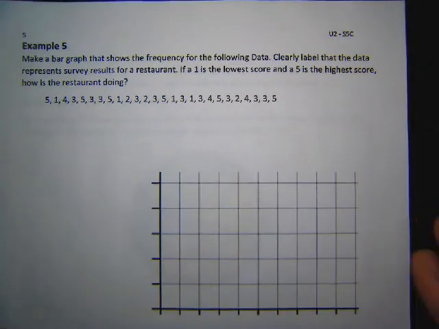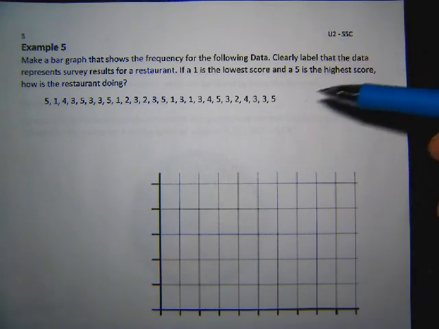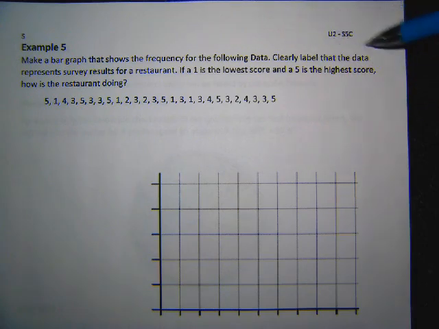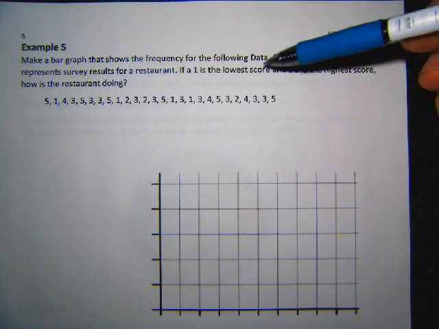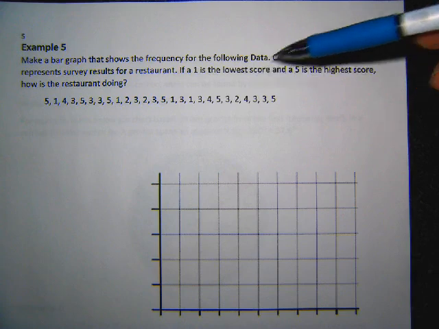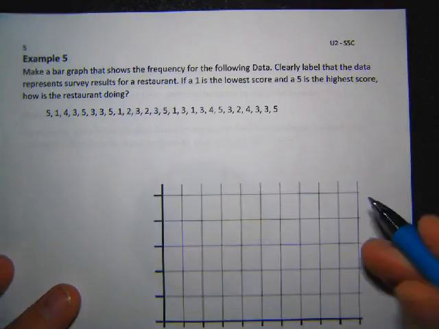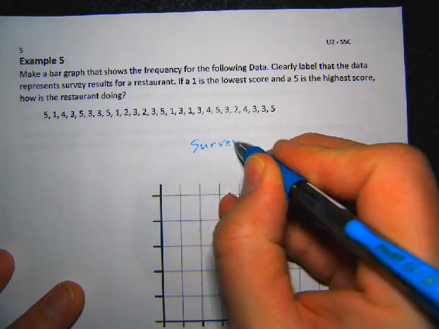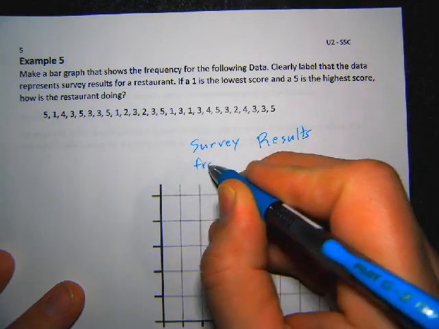You should be able to read or make bar graphs. So here we're actually given a set of data to use to make our own bar graph. It is numbers, but you'll notice these are just labels. So make a bar graph that shows the frequency for the following data. Clearly labeled, the data represents survey results from a restaurant. So the data here, 1 is just a low score, like the worst food or worst experience. 5 is the highest score. How is the restaurant doing? So we want to clearly label. So first I'll just make sure I label that these are the survey results from the restaurant.